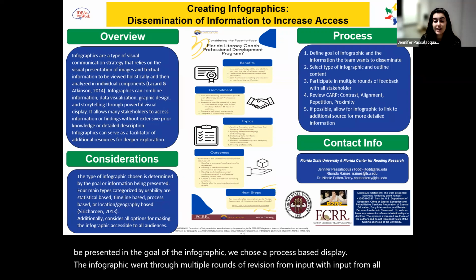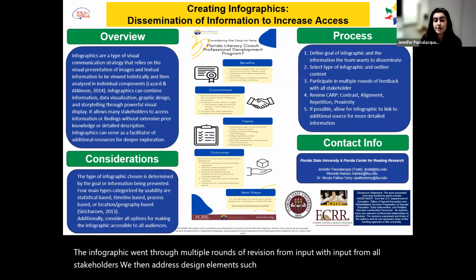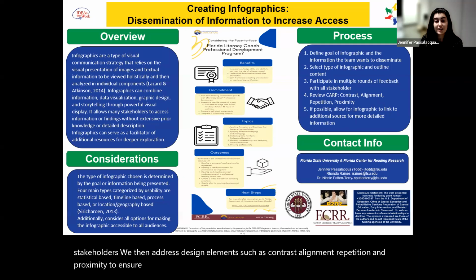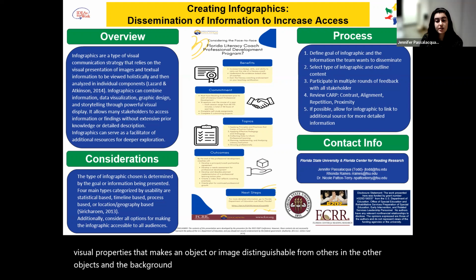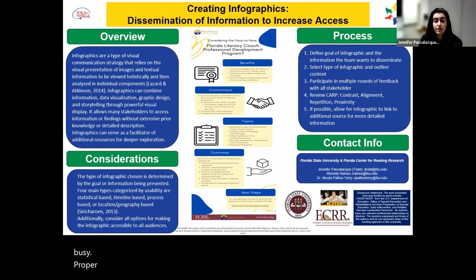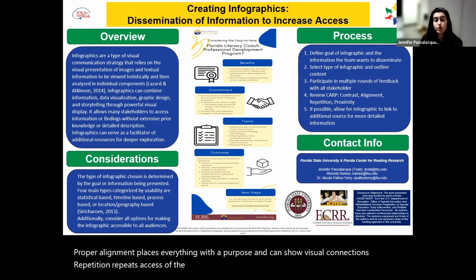We then addressed design elements such as contrast, alignment, repetition, and proximity to ensure a visually engaging display. Contrast is the difference in visual properties that makes an object or image distinguishable from the other objects and the background. It allows your content to come through clearly and not look too busy. Proper alignment places everything with a purpose and can show visual connections. Repetition repeats aspects of the design throughout the piece, creating coherence.